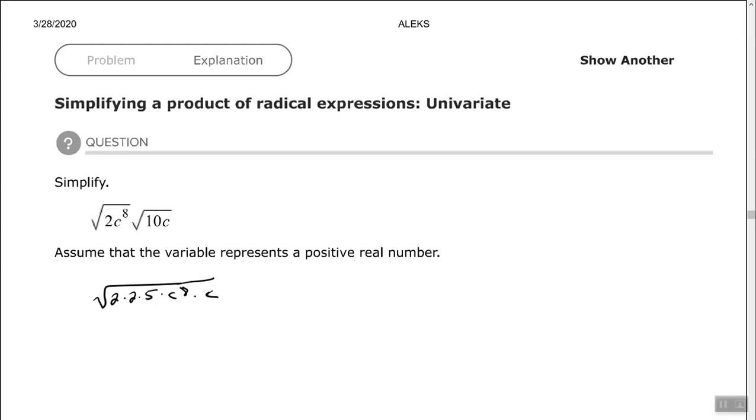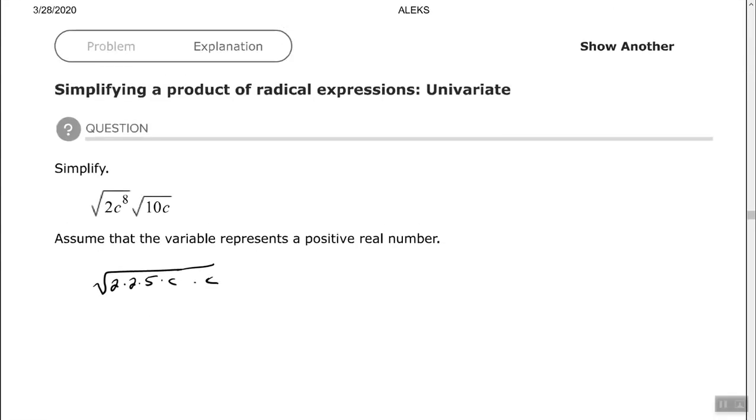times c. Again, I'm not going to put those c's together because I already have an even exponent that I can simplify with the c's. So I can take the square root of 2 times 2, or 2 squared, which is simply 2. I can take the square root to find the square root of c to the 8th, which is c to the 4th, times 5c.